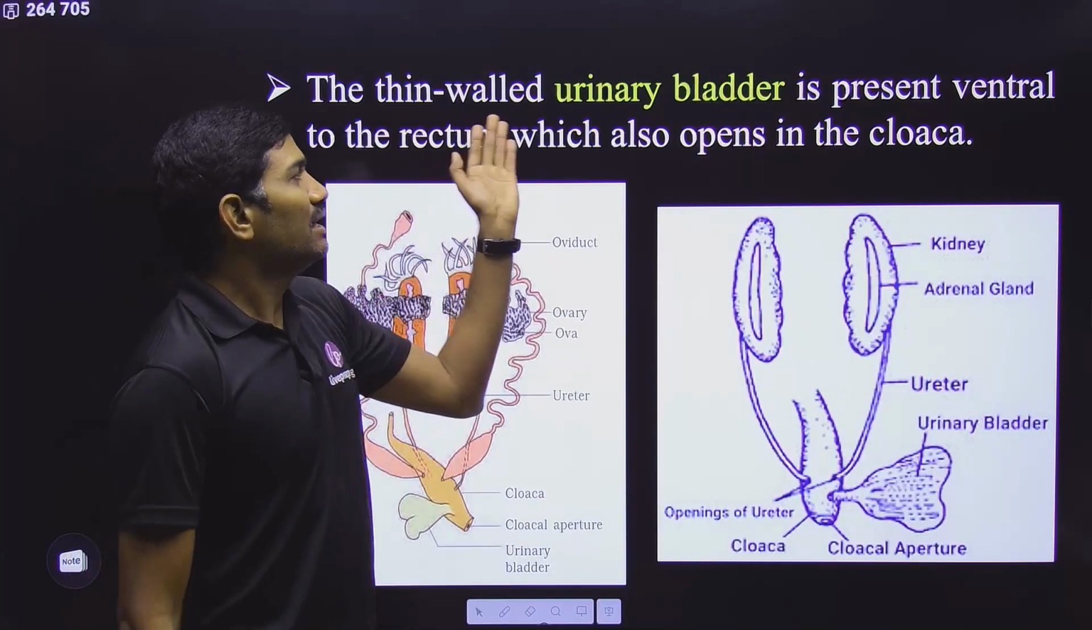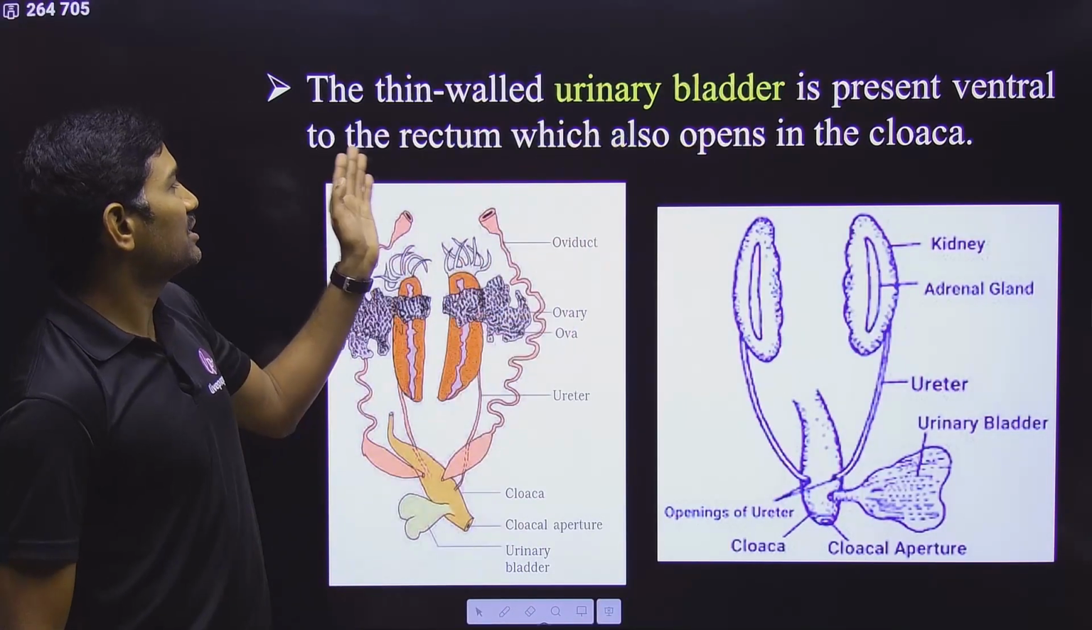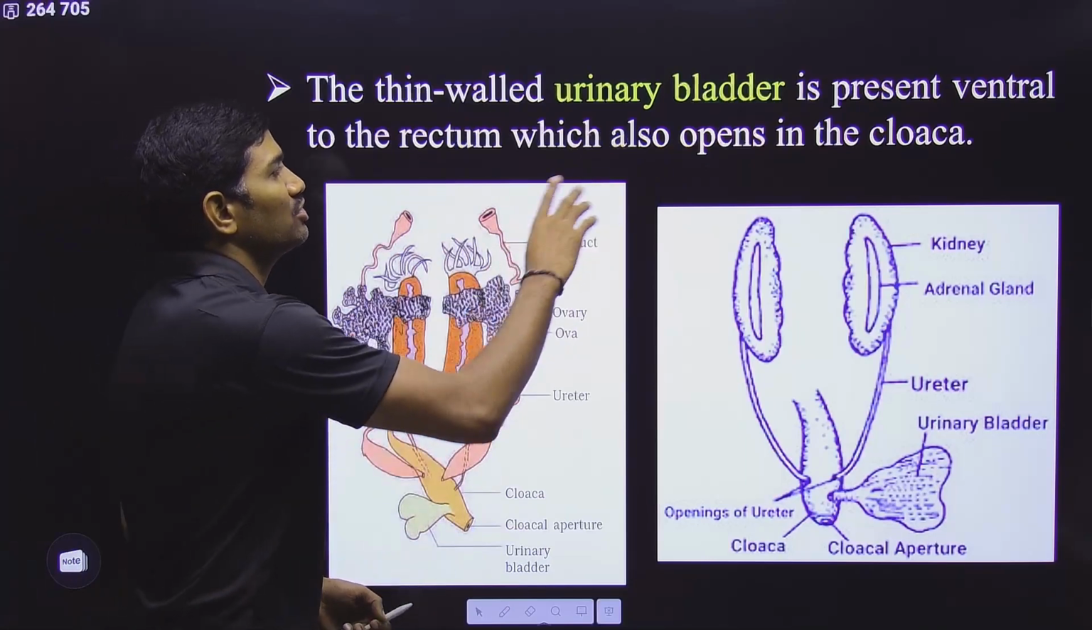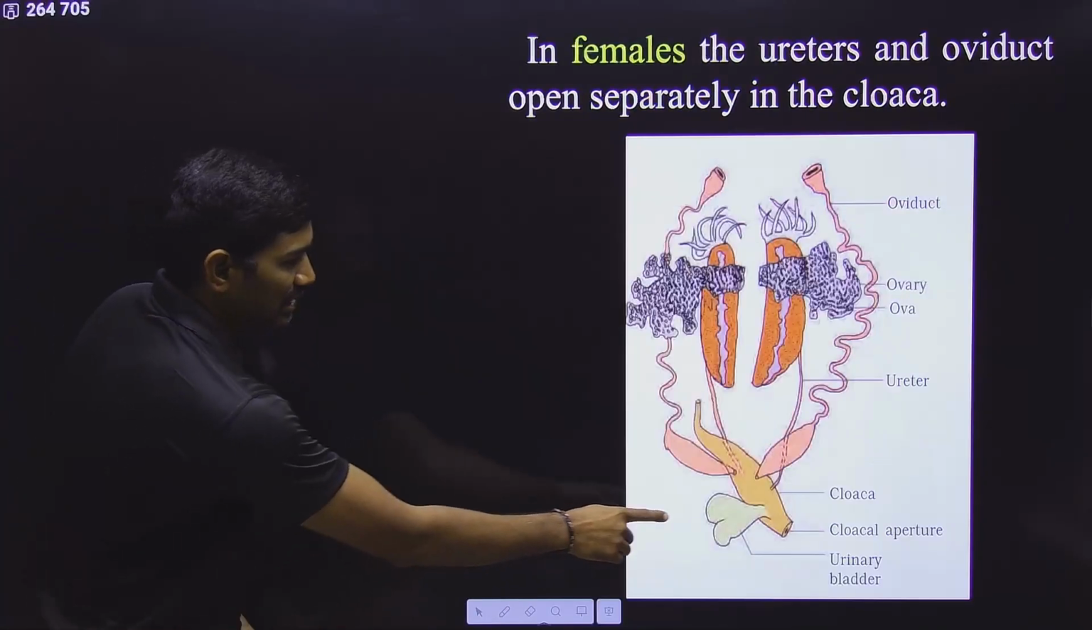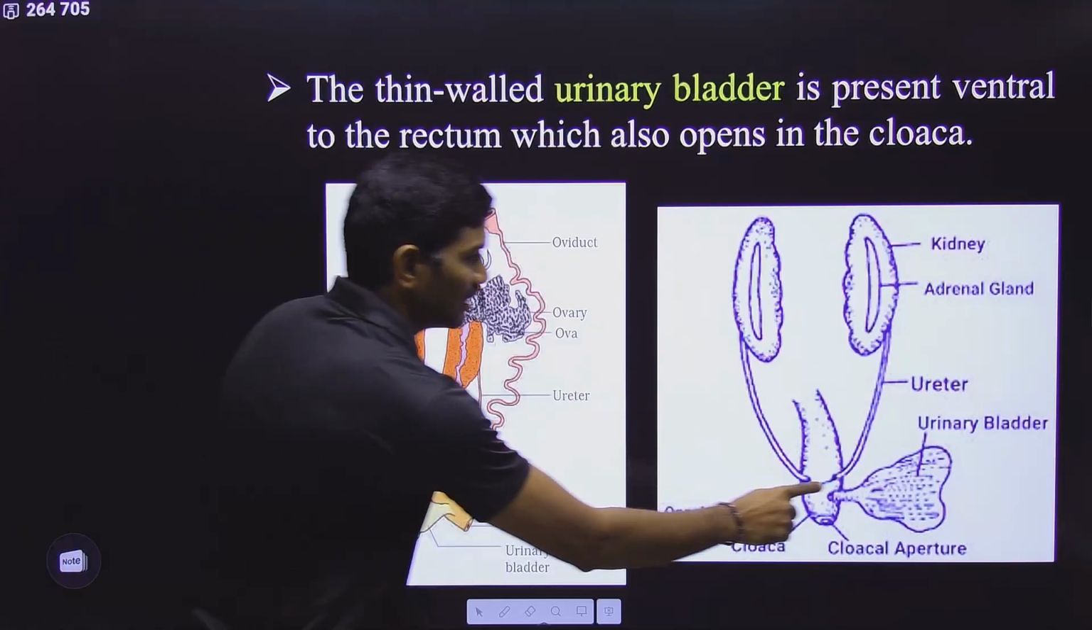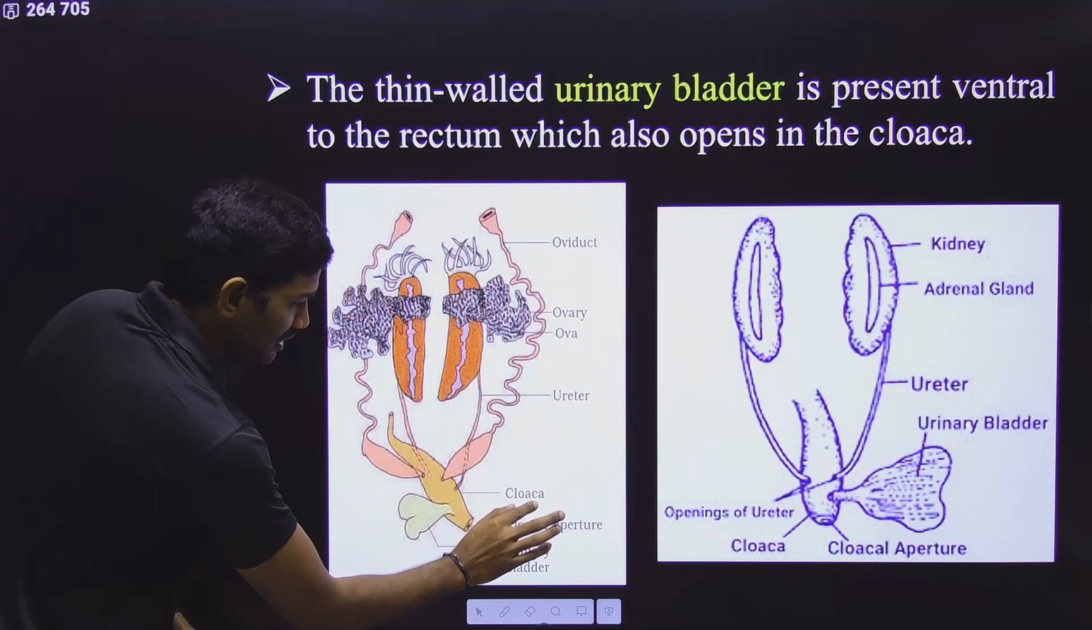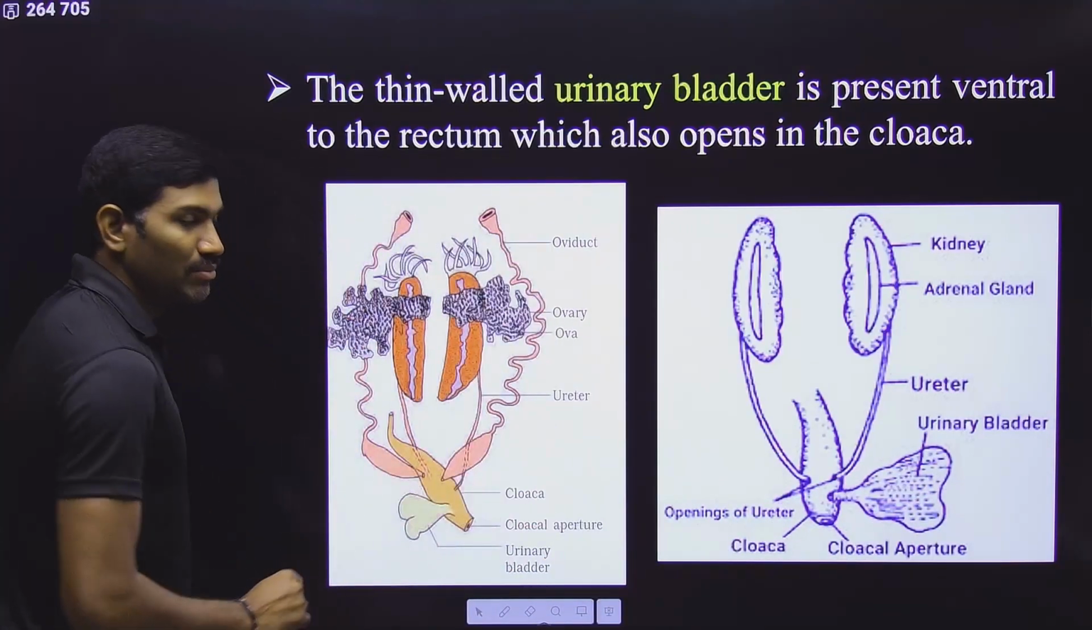Clear? Next one. A thin walled urinary bladder is present on ventral side of the rectum and it is also opening into the cloaca. Now you just see this. Here in this diagram, and in all these diagrams they have mentioned, this is the urinary bladder. Here is the urinary bladder actually. And this urinary bladder, what will it do?